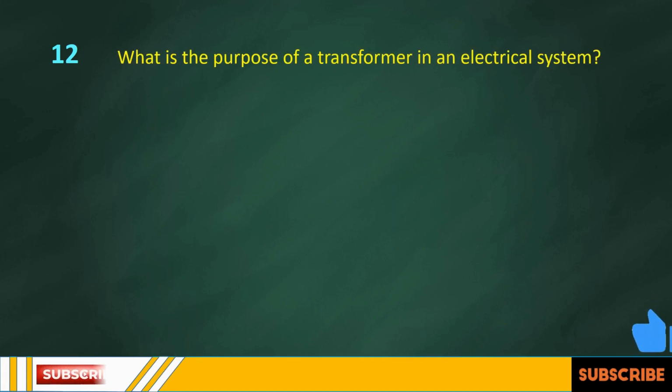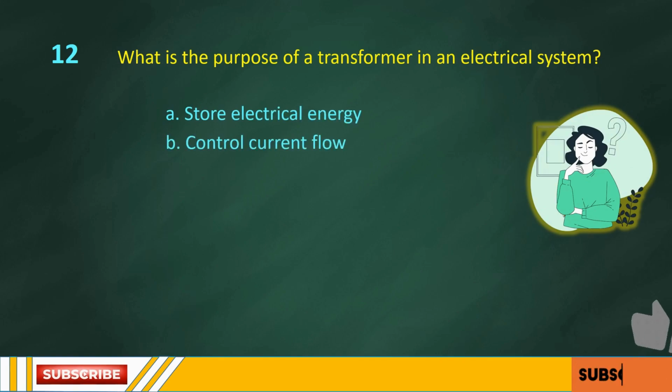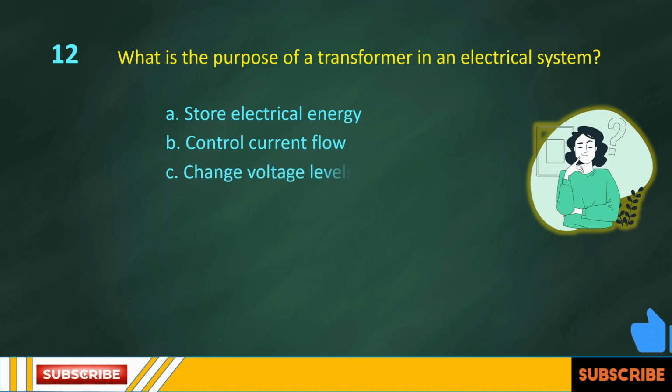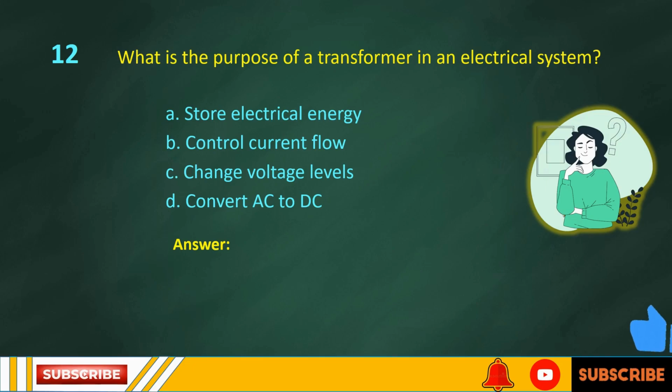What is the purpose of a transformer in an electrical system? A. Store electrical energy. B. Control current flow. C. Change voltage levels. D. Convert AC to DC. Answer is C. Change voltage levels.